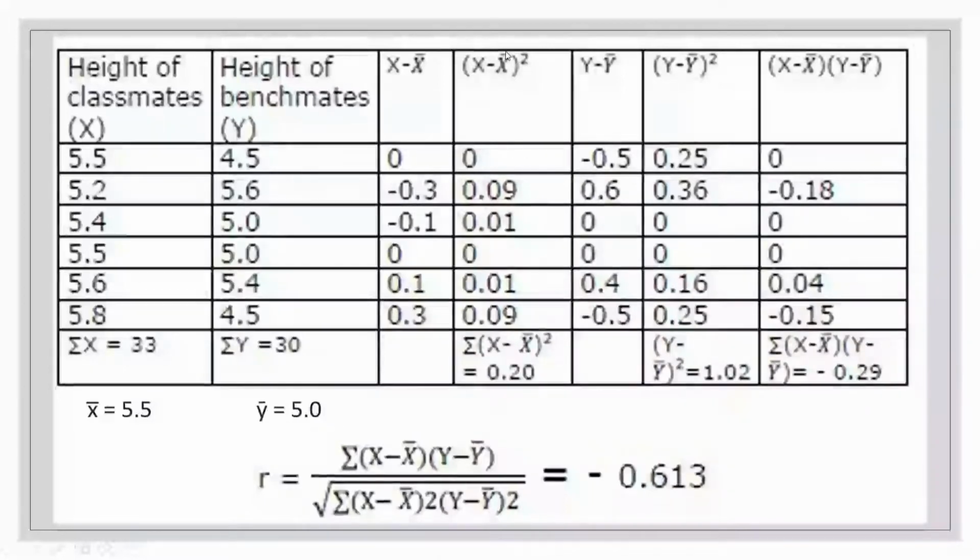Then we find x minus x bar square. We square these values, that is 0.09 respectively. And we do the same for y variable as well. And then we put all these values into our formula for Karl Pearson's coefficient of correlation R, and we get the value as minus 0.613. So the minus sign indicates that the correlation is negative, and the magnitude tells us if it's a weak or a strong relationship. So it's a strong negative relationship.